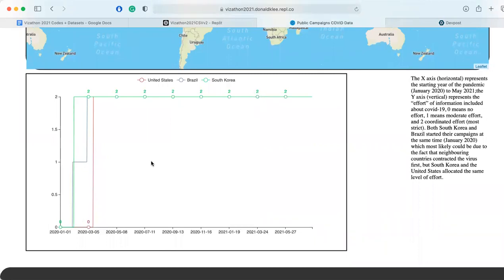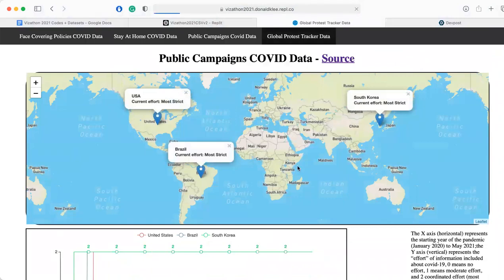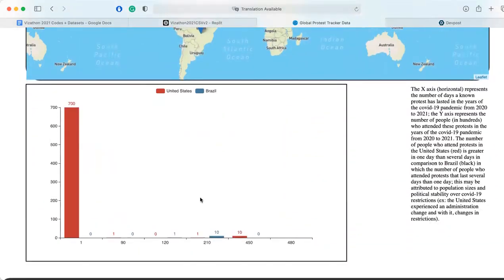Last but not least, we visualize data about protests relating to corona policies. And the map shows the number of known protests occurring. The graph's x-axis shows how many days each protest lasted, while the y-axis shows the number of people that attended protests in thousands. So for example, the first red bar shows 700,000 people in the US attended a protest that lasted 1 day. And South Korea had no known protests, so it is not shown on the graph here.